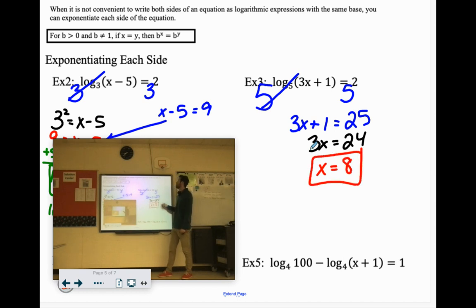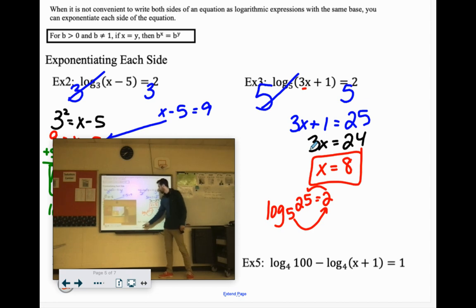You should substitute it back into the original problem. Log sub 5, 3 times 8 is 24, plus 1 is 25. And 5 to the second power equals 25. Fantastic.